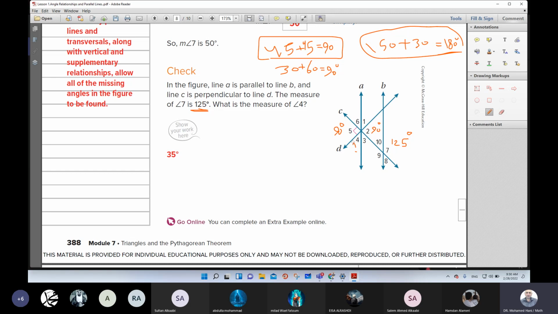Okay, tomorrow we will continue inshallah from this problem because time is over. Tomorrow we will explain how to solve number 4.